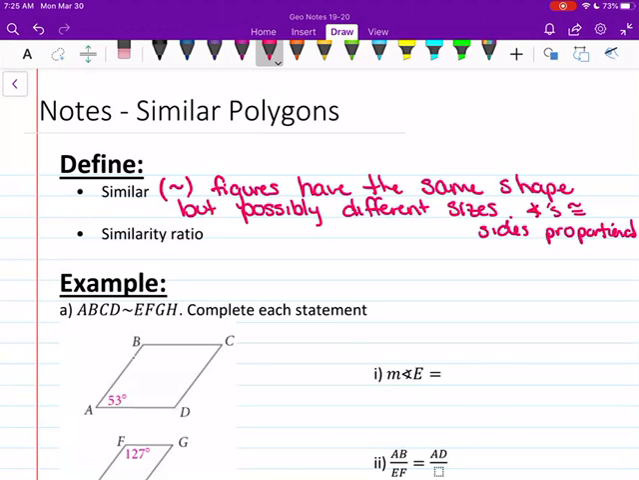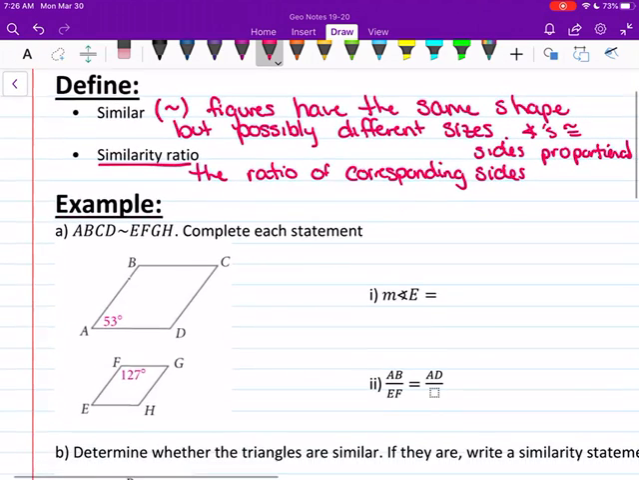And that proportion of the lengths of the corresponding sides is called the similarity ratio. So the similarity ratio is the ratio of, let's erase that, not proportional sides, the ratio of corresponding sides, excuse me. Okay, so what does that mean? Let's look at some examples.